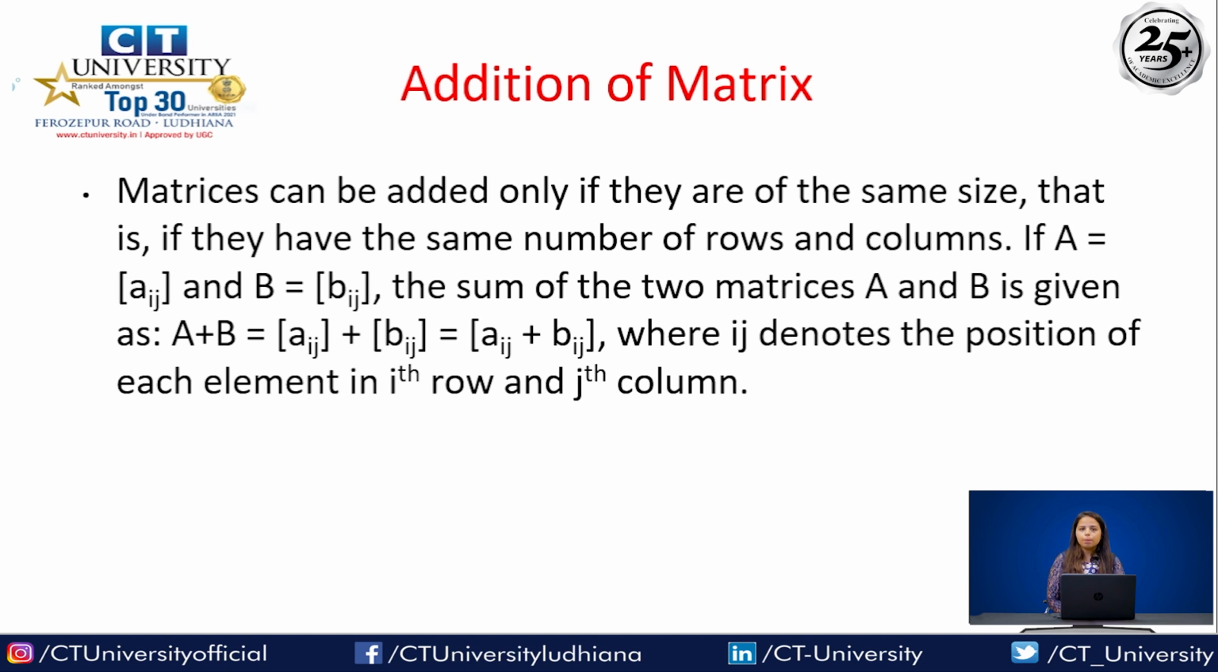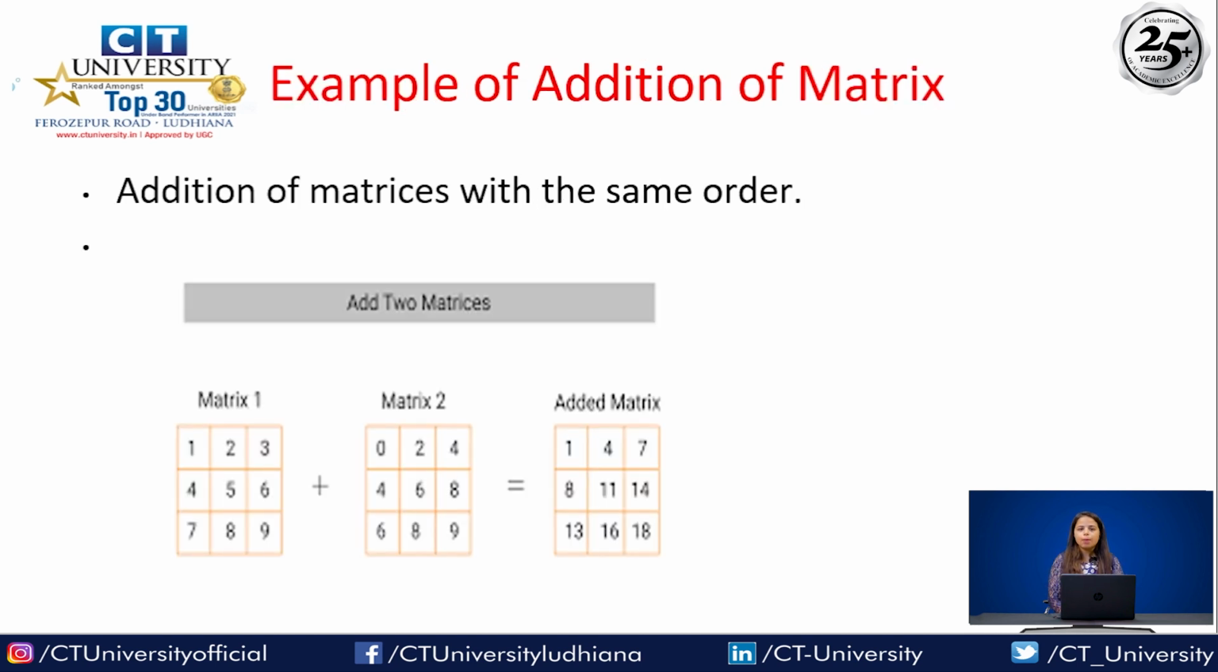For example, if the matrix A is equal to Aij and the matrix B is equal to Bij, then the sum of these two matrices will be A plus B is equal to, in the rectangular array, Aij plus Bij, where ij denotes the position of every ith row and jth column. It means that you can add two matrices only if both are of the same size. So this is the example of addition of matrices. The condition is that the order must be the same.